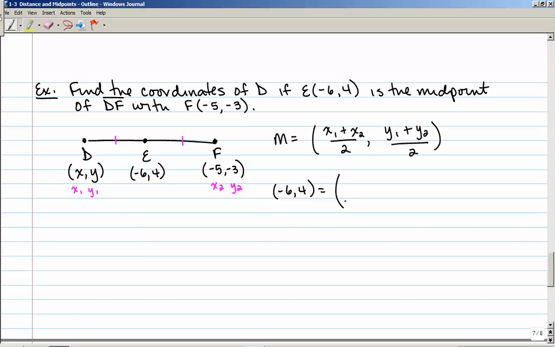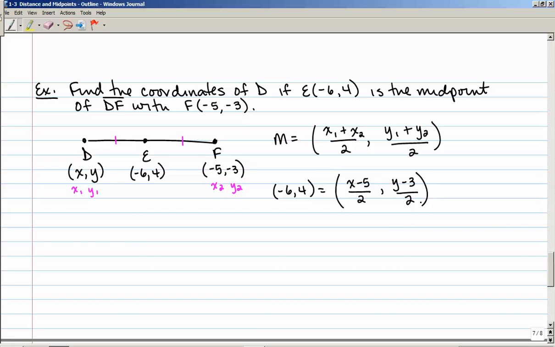And that's going to be equal to, well, I don't know what x1 is, but I know that x2 is negative 5, so that's going to be x minus 5 over 2, because this is my x1, I've called x, my x2 I've called negative 5, and then my y1 is just my y, and I need to add to that my y2, which is negative 3 over 2.